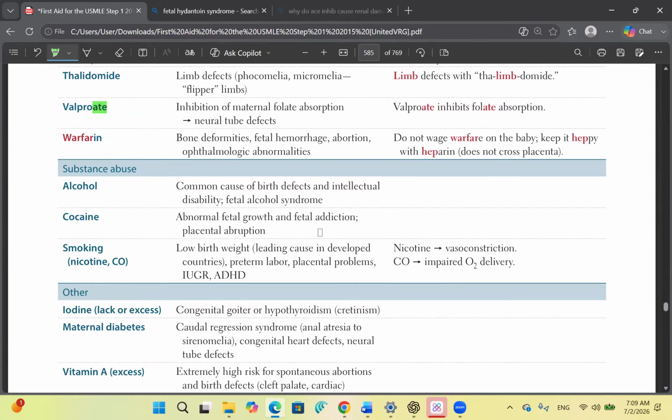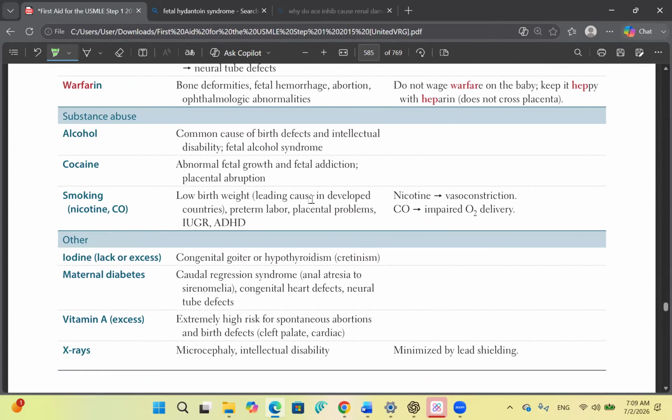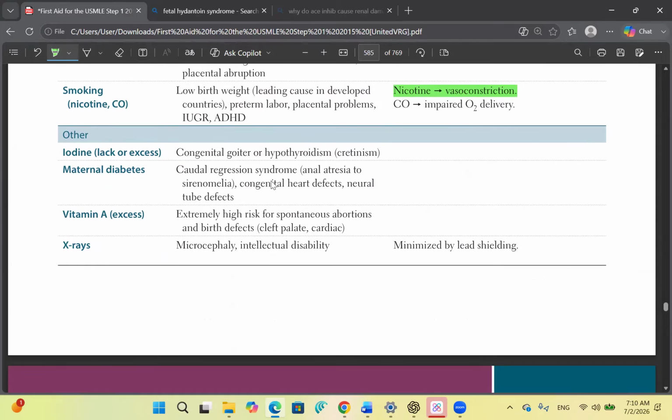Cocaine causes abnormal fetal growth and fetal addiction, and placental abruption because of vasoconstriction. Smoking, nicotine or carbon monoxide causes low birth weight, the leading cause in developed countries, preterm labor, placental problems, IUGR, ADHD. Nicotine causes vasoconstriction and carbon monoxide causes impaired oxygen level. So it basically causes low birth weight, placental problems, IUGR, and ADHD. Others are iodine deficiency, which causes goiter or hypothyroidism. All of us know that iodine has an effect on the thyroid and causes goiter or hypothyroidism.